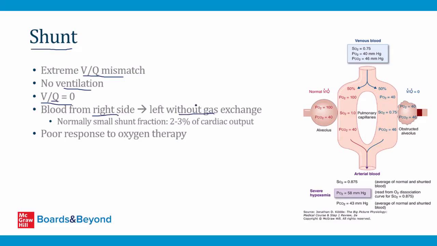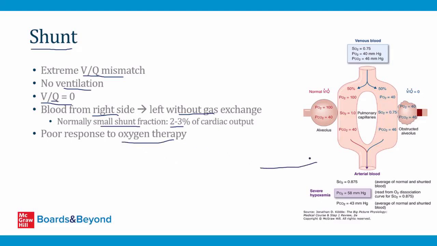Now, this happens to all of us, even people with healthy lungs, to a very small degree. There's normally a small shunt fraction of about 2 to 3% of our cardiac output. This represents blood flow that goes from the right heart to the left heart without flowing past alveoli, but it's a very tiny amount of our cardiac output. In certain disease states, the amount of shunting can go up, and that can lead to hypoxemia, and it's a special kind of hypoxemia where when you administer oxygen therapy, the oxygen level does not rise.